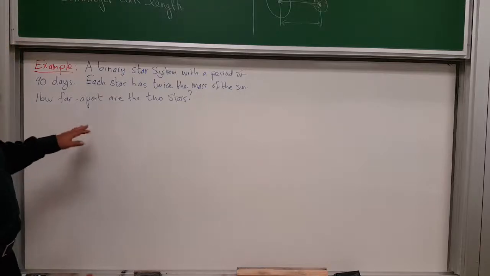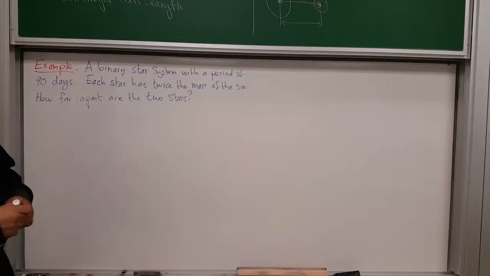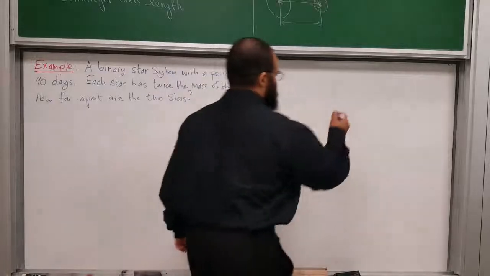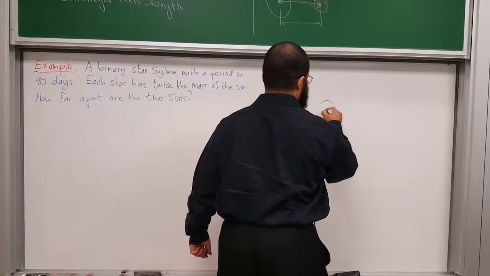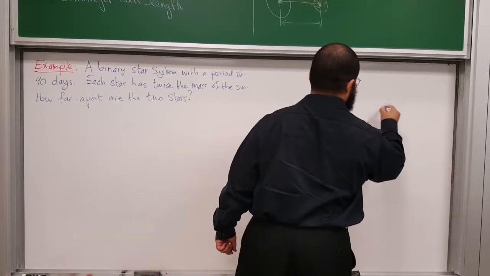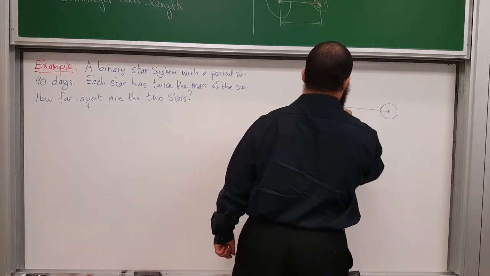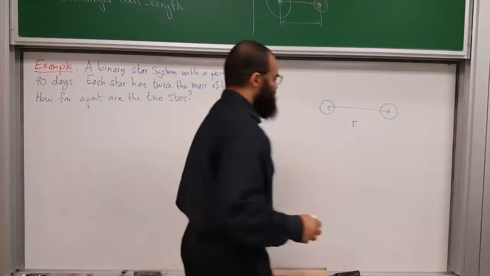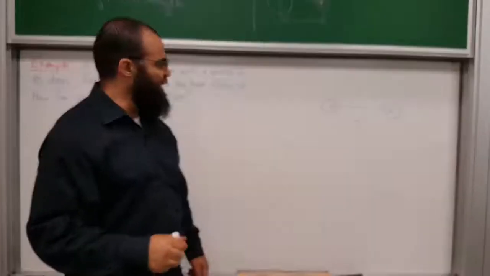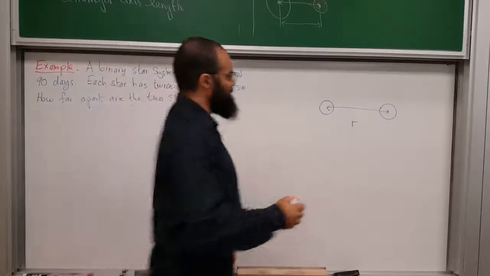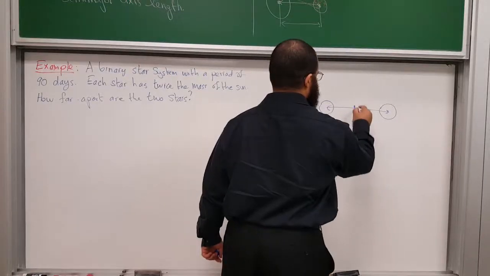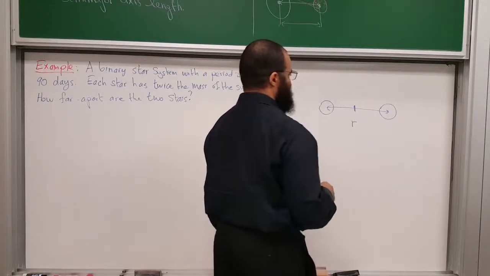And so in here you have two stars, and they're here. So let's say here is star 1, and here is star 2, and they are a distance r apart. Let me ask you, where is their center of mass? Well, since they have equal masses, their center of mass is right here. That's their center of mass, in the middle.